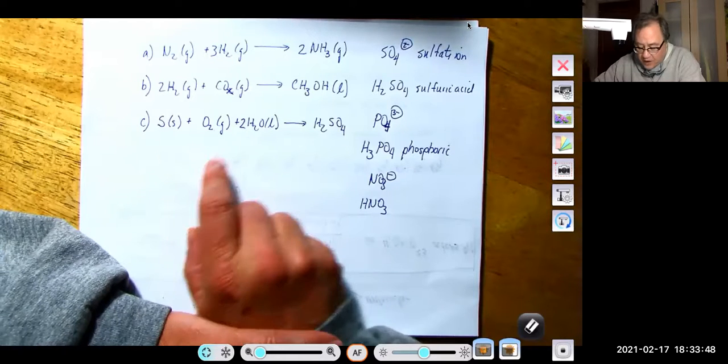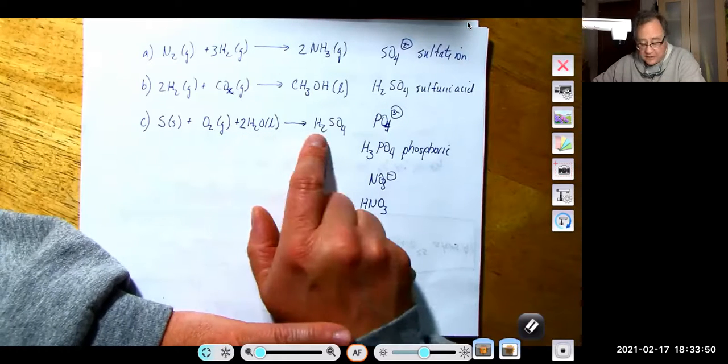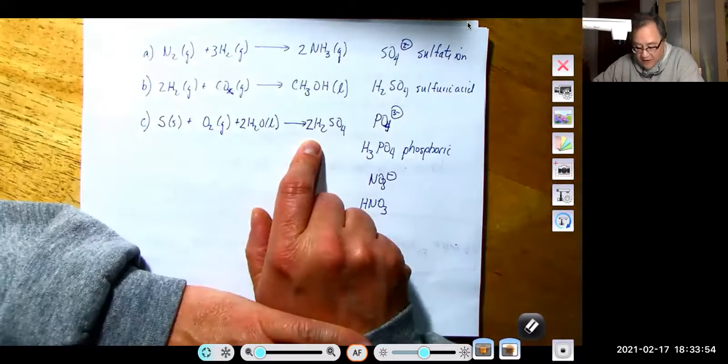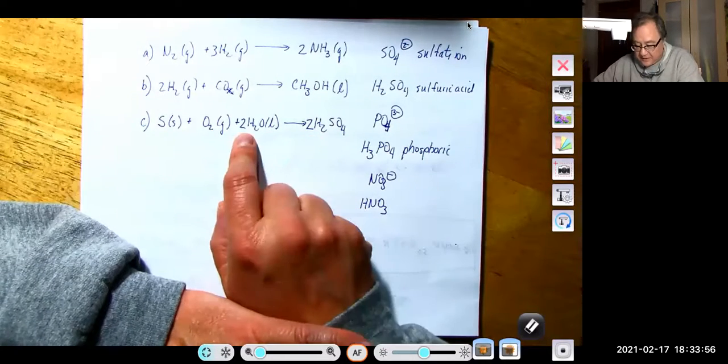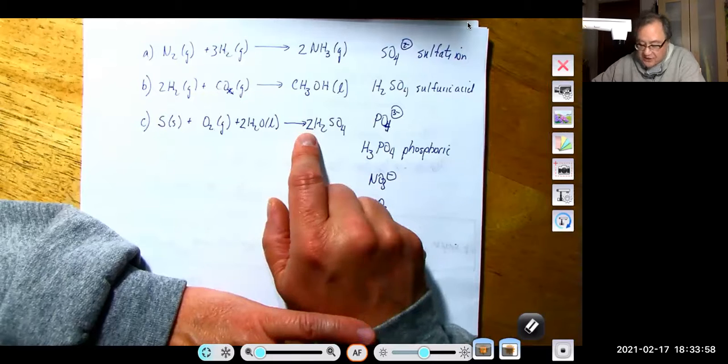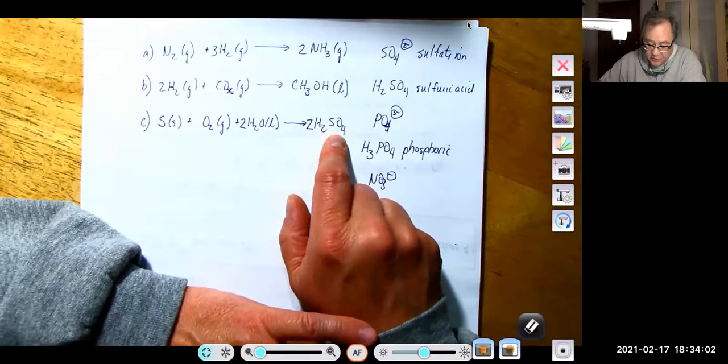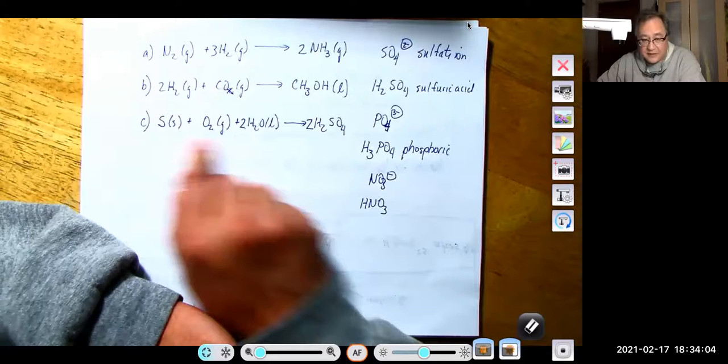Now we have 4 hydrogens and we have 2 over here. So we're going to put a 2 here so that we have 4 hydrogens here and here. But when I put a 2 here, I changed the number of sulfurs and I changed the number of oxygens. And so I got to go back and fix something over here.